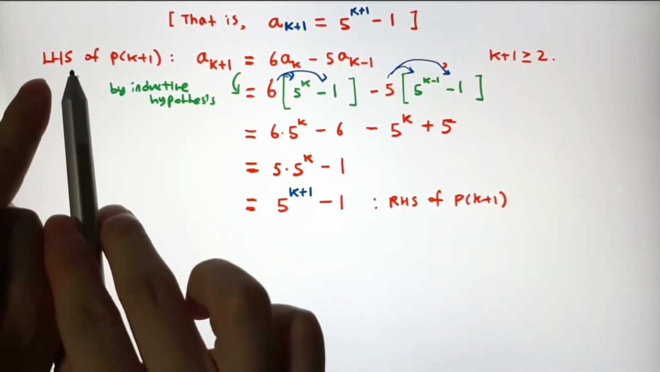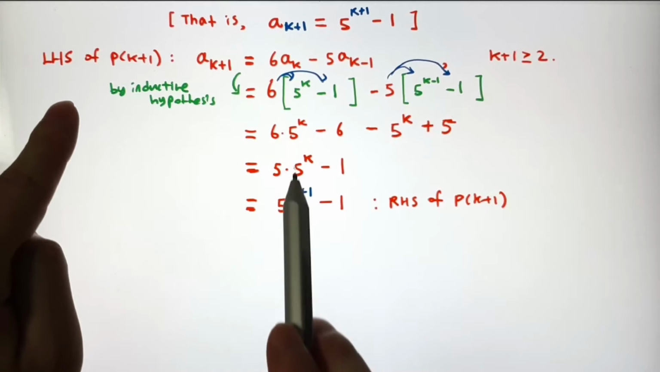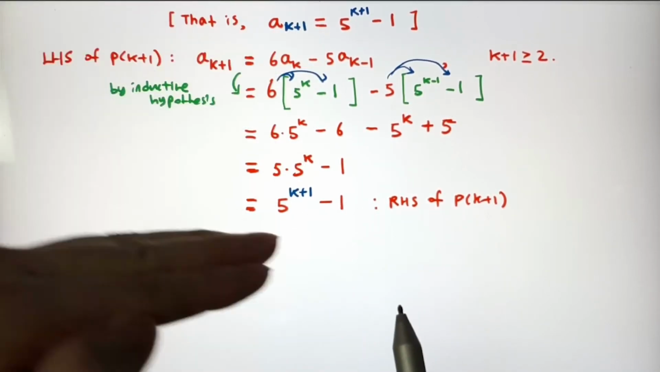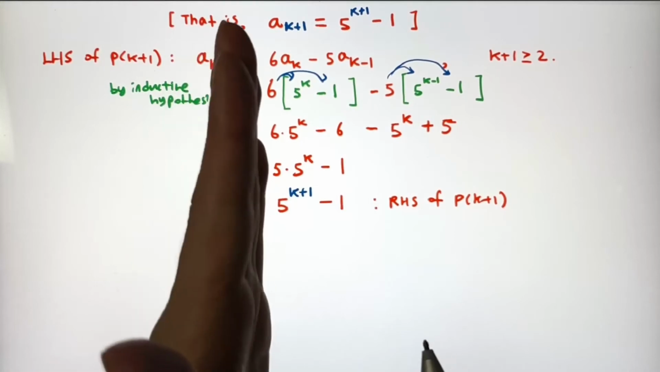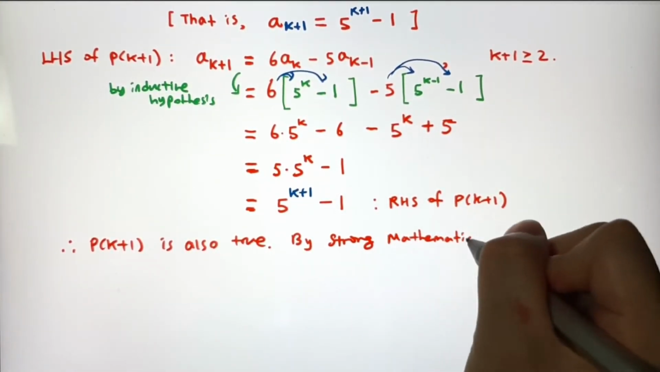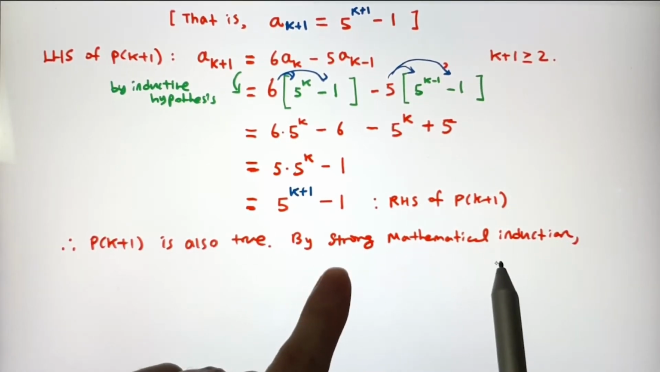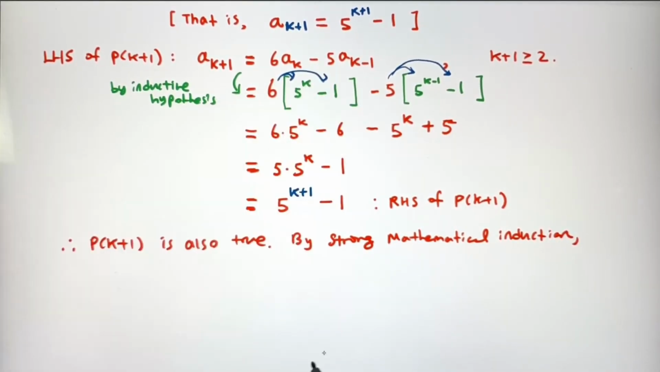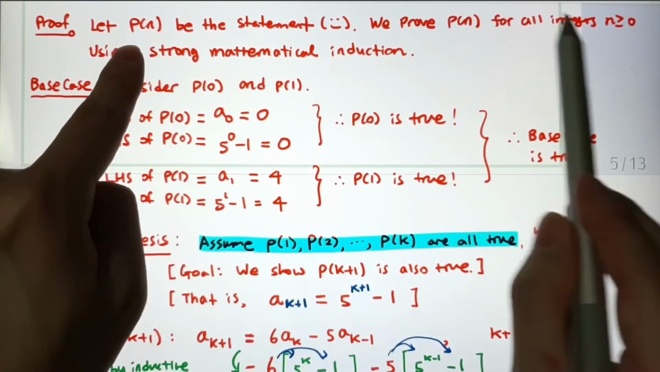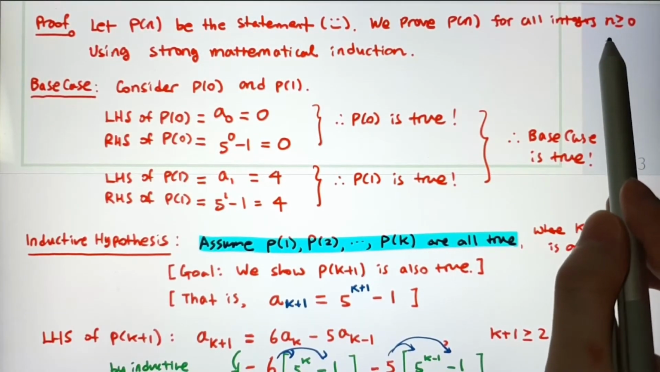So now we have the left-hand side of P of k plus 1 equals the right-hand side of P of k plus 1. We've successfully proved that P of k plus 1 is now knocked down. So by strong mathematical induction, we finally proved that the statement P of n is true for all integers n greater than or equal to 0.